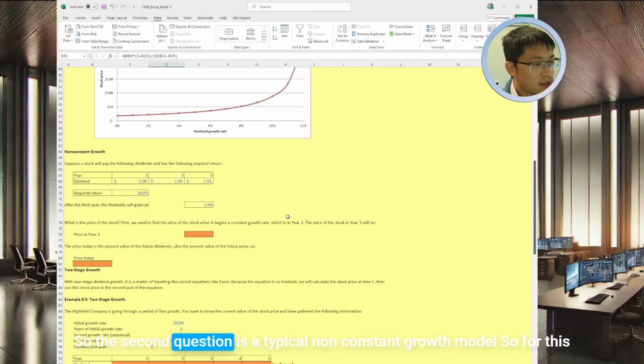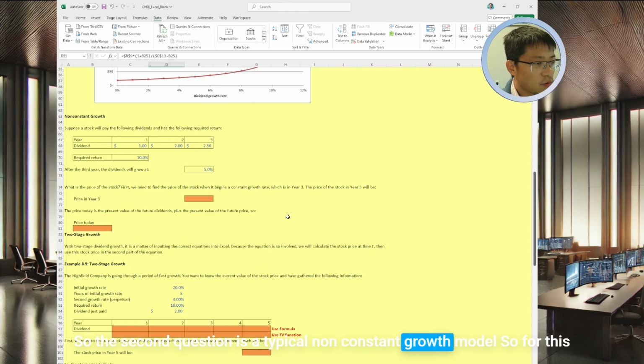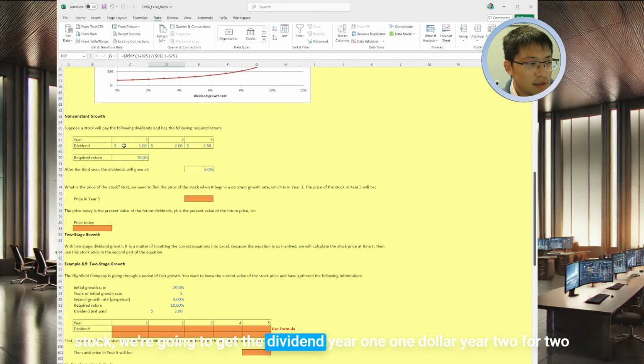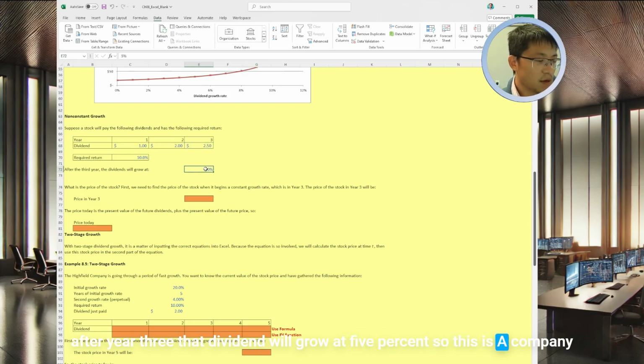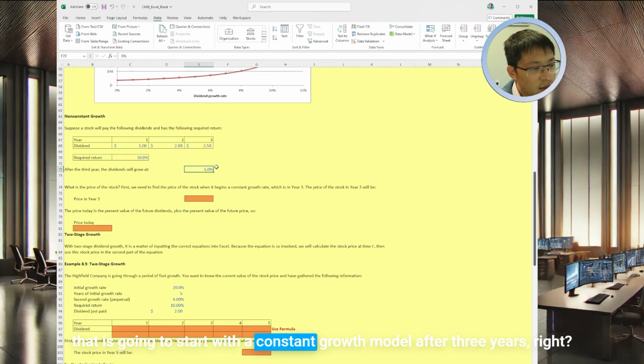So the second question is a typical non-constant growth model. For this stock, we're going to get the dividend: year 1, $1; year 2, $2; year 3, $2.5. And the required return is 10%. After year 3, the dividend will grow at 5%. This is a company that is going to start with a constant growth model after 3 years.